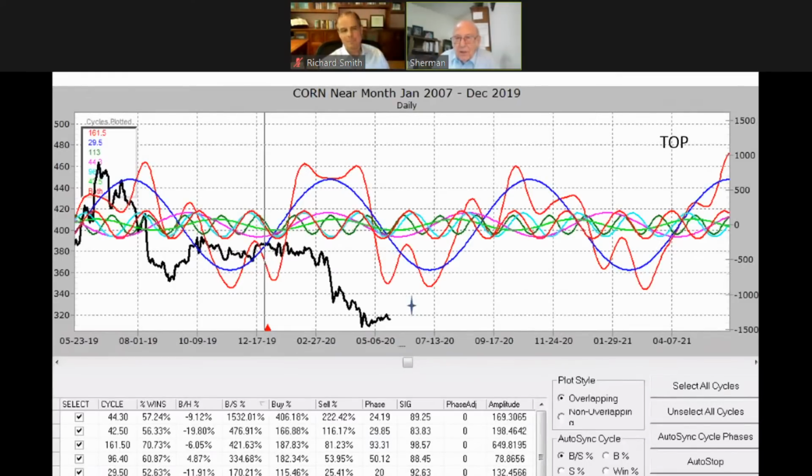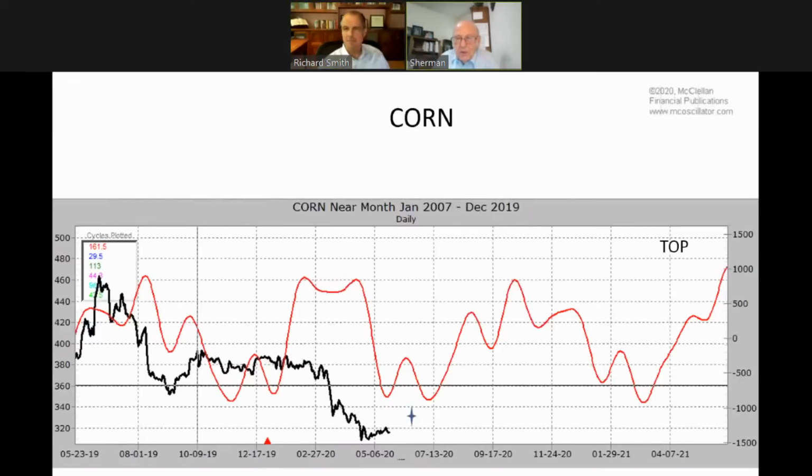And this is what corn looks like and what the cycles were that were used. So this is the same chart. You're just showing the cycles. Same chart. This is the synthesis, and it does show that the bottom would be in around February or March, which is a very typical low period for the price of corn, and then upward out of that.